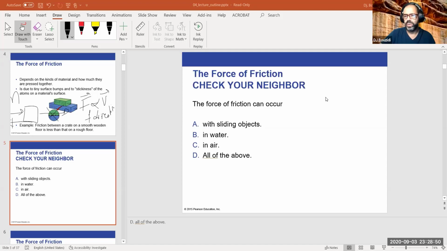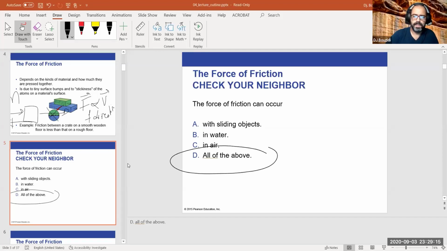In air too, yes. And that's why, for example, what you see, the falling stars, they call them shooting stars, they're actually burning because they hit the atmosphere and they go at tremendous speeds, and that's heat too, that's friction. So it's everywhere. Friction is everywhere, okay, in all of these situations. So the correct answer here is D. Okay.